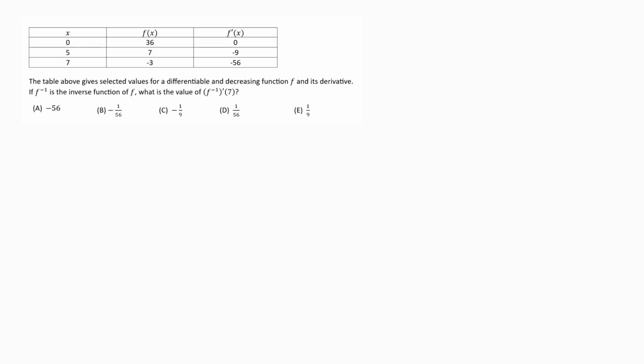This AP Calc example is giving us some values of x, f of x, and then f prime of x, and then wants us to use that information to find the value of the derivative of the inverse at a specific x value, at x equals 7.